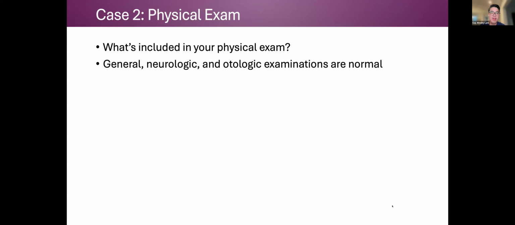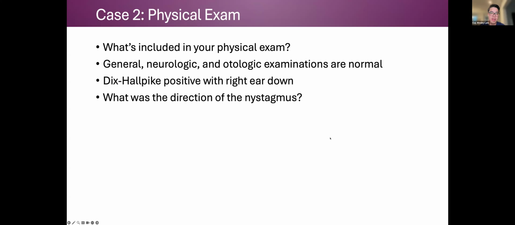Perfect. So all of the other exam is normal, and then you have a Dix-Hallpike, which is positive with the right ear down. So the question here is which direction was the nystagmus? Kind of a bonus here.